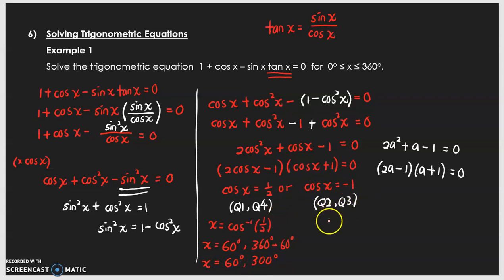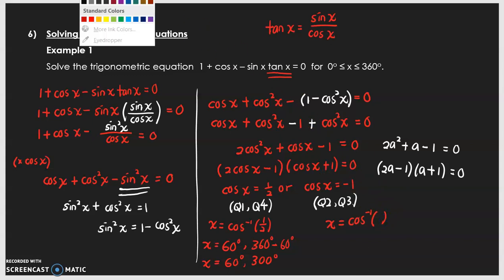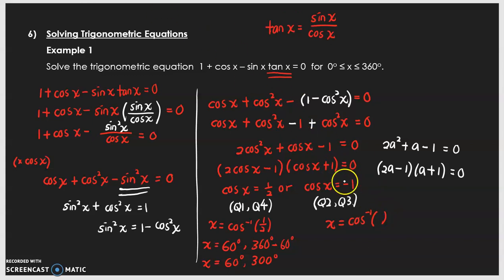Now we come to this part. X is equals to cos inverse. Remember, don't take the negative. So cos inverse positive 1. So here is positive 1. So by using your calculator, shift cos 1 is 0 degree. So this is the answer in your calculator, which is 0 degree.